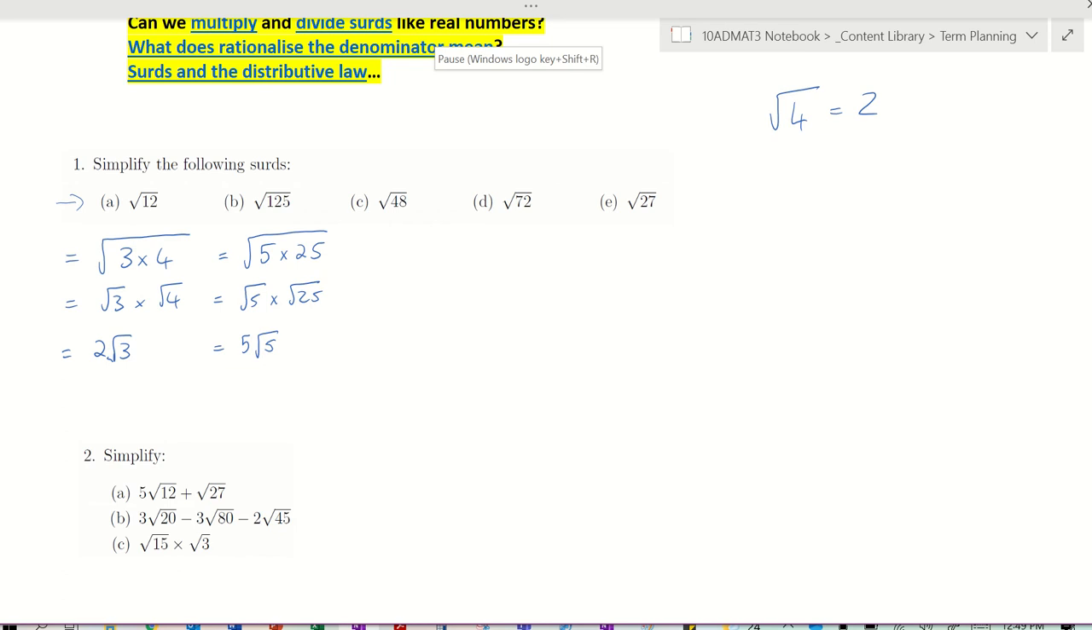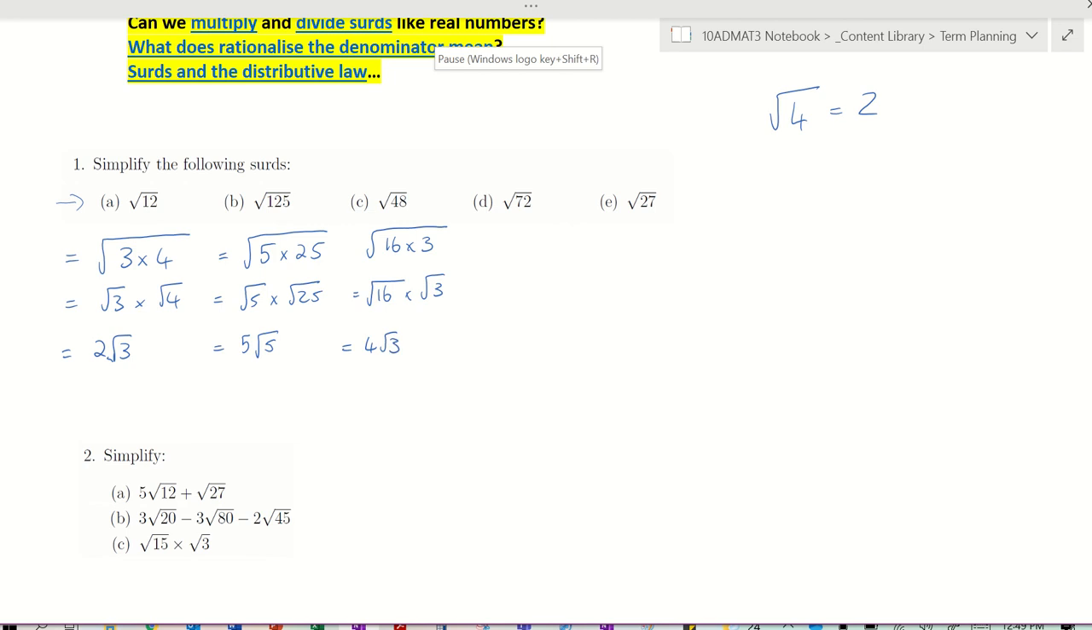Okay, after each one of these, just pause, see if you can do it on your own, and then check. So root 48 comes back down to 16 times 3, which is the square root of 16 times the square root of 3, which is 4 root 3.